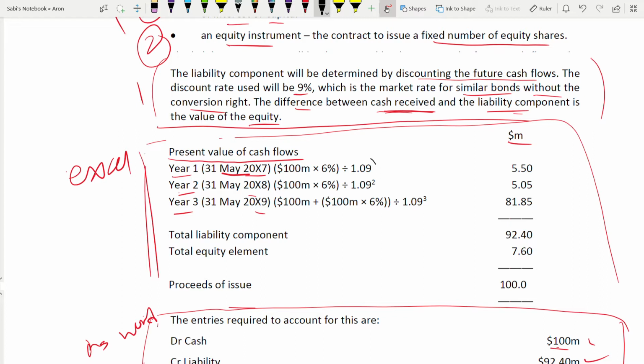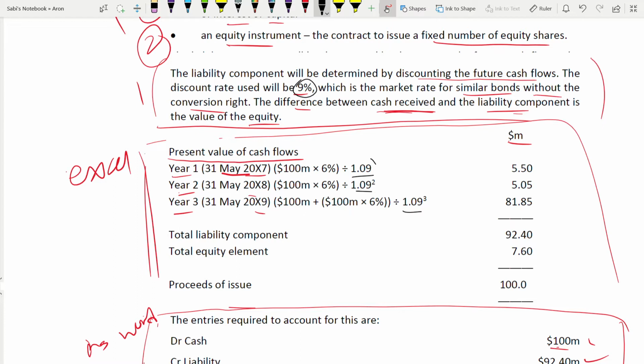Which percent should you take here? You don't have to refer back. You have already written it before. Which one are you taking here? You have already told 9%. 9% you are going to discount. So you see here, it's 9%, 9%, 9%. It's just the powers that are increasing: 1, 2, and 3. Year 1 to the power 1, year 2 to the power 2, year 3 to the power 3. Only that is increasing. Rest all it is 9% only.